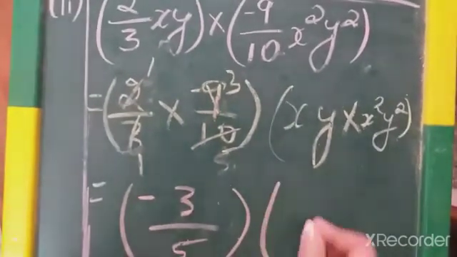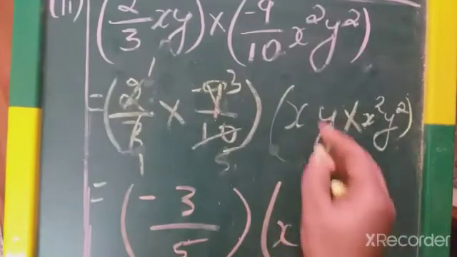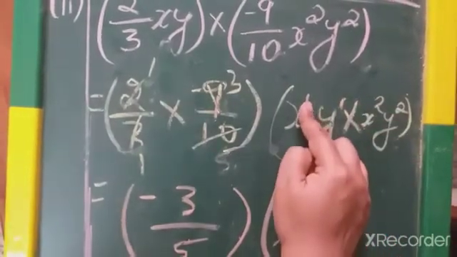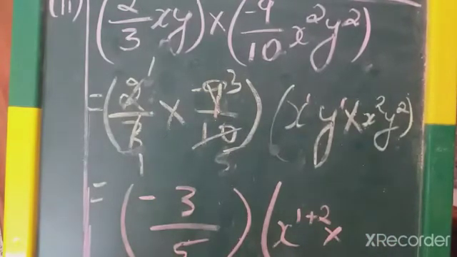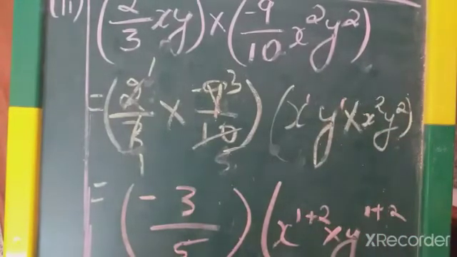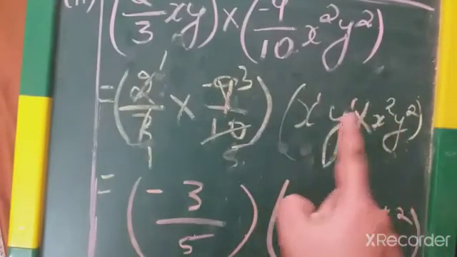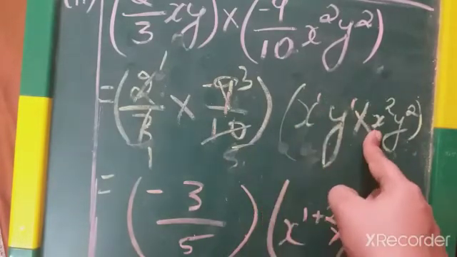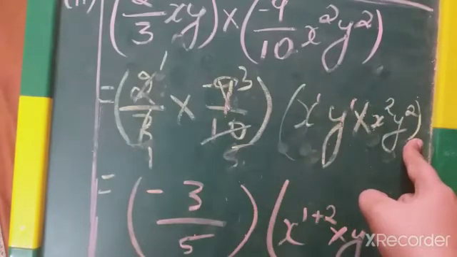Then xy into x square y square, like terms are there. So x to the power, no power known means here 1 is there, here also 1 is there. So x to the power 1 plus 2, into y to the power 1 plus 2. Multiplying the like terms means x into x square, y into y square. We can write directly x into x square is x cube, because 1 plus 2 is 3. Then y into y square, y cube. We can write directly.